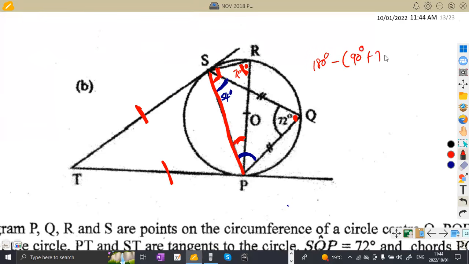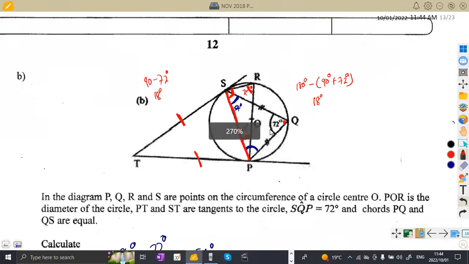So it's 90 plus 72, or simply 90 minus 72 degrees, since the remaining angles have to add up to 90 degrees, because we have taken the part of 90 there. So it's going to be simply 90 minus 72, which gives us 18 degrees. So this small angle that we see here is 18 degrees. That is what we're supposed to have in this case.